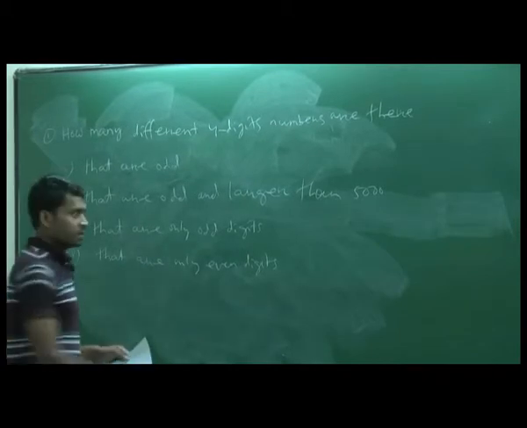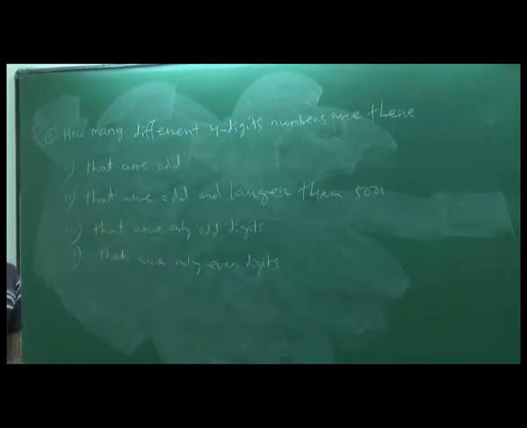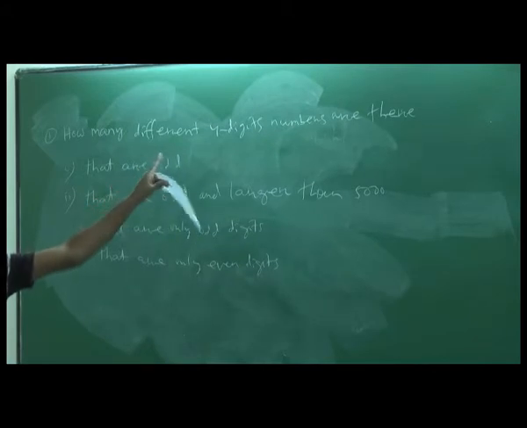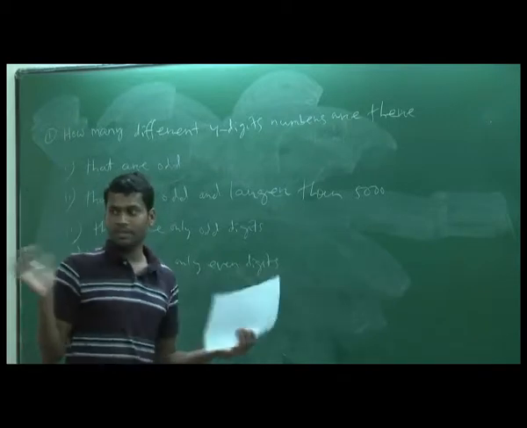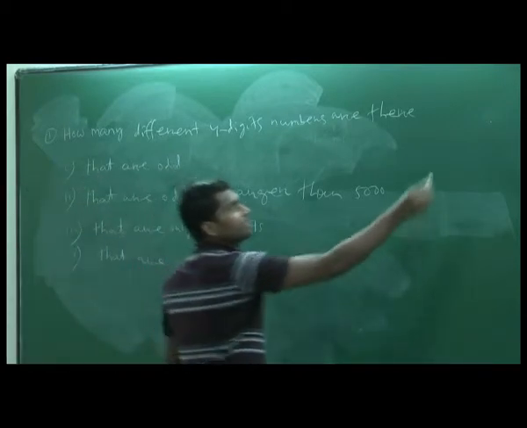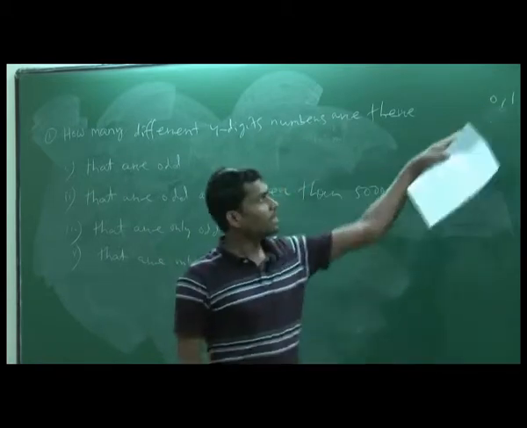Should the digits be distinct? Yeah, so how many digits do we have? We have to make a 4-digit number, but from how many digits? 0 to 9. We have to use 0, 1 up to 9, right? How many are there? 10. Is repetition allowed, like 3,333? Yeah, repetition is allowed. All kinds of things are allowed.